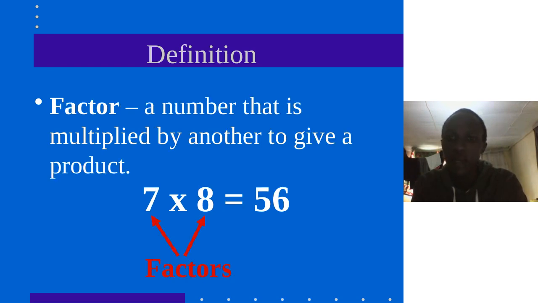Another definition is factor. What is a factor? A factor is a number that is multiplied by another to give a product. For instance, 7 times 8 is equal to 56. So 7 and 8 are factors, and 56 is the product of the two factors 7 and 8.